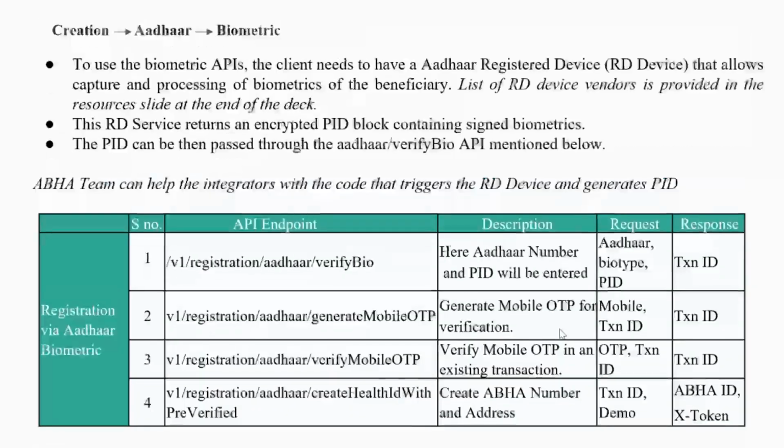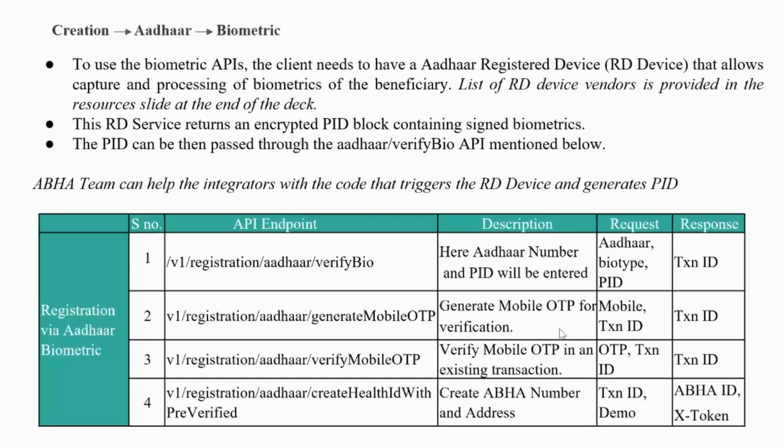So yeah, the other next method is using the biometric. Here first of all, what we'll require is the Aadhaar registered device. There is a list of vendors that are given to buy the biometric machine. You need to get the biometric machine from those vendors only, and it should be FMR and FIR enabled.